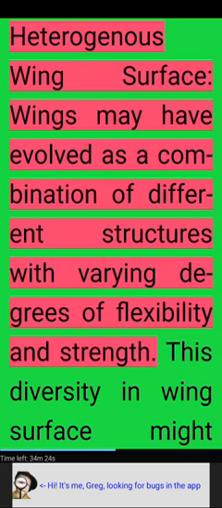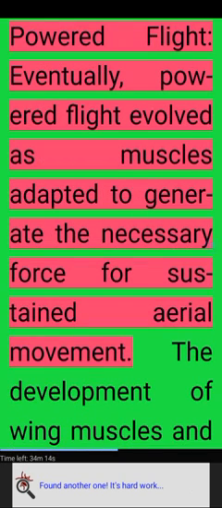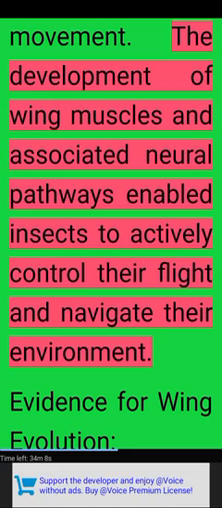Heterogeneous wing surface. Wings may have evolved as a combination of different structures with varying degrees of flexibility and strength. This diversity in wing surface might have allowed for better control during gliding. Powered flight. Eventually, powered flight evolved as muscles adapted to generate the necessary force for sustained aerial movement. The development of wing muscles and associated neural pathways enabled insects to actively control their flight and navigate their environment.